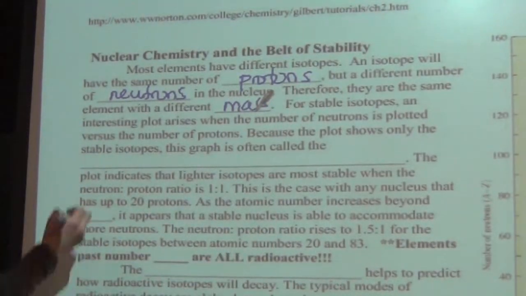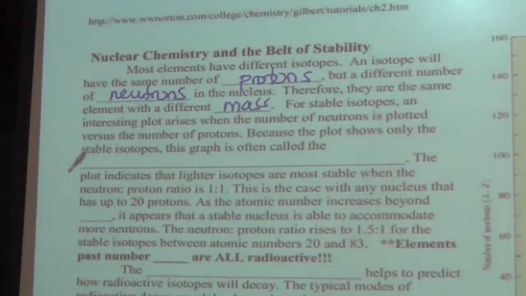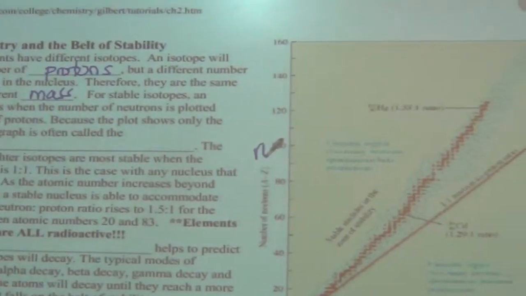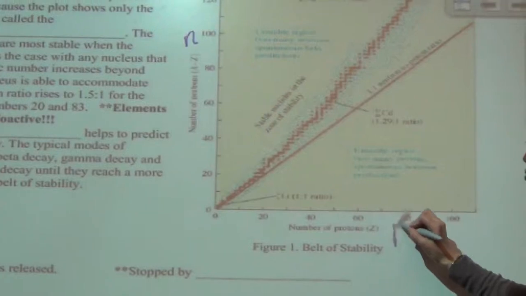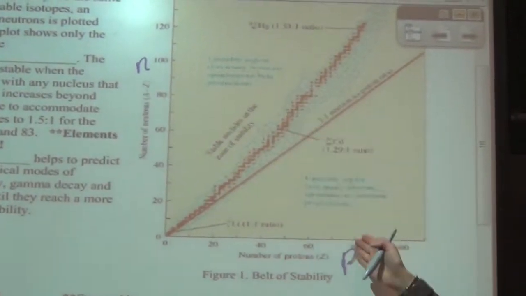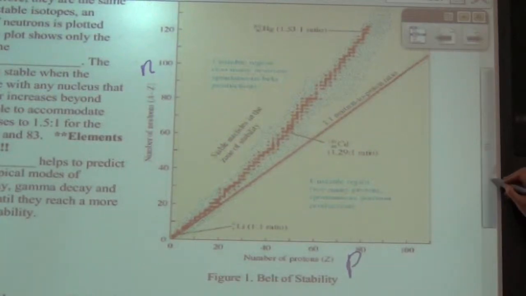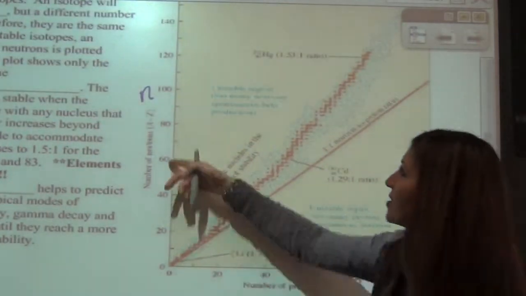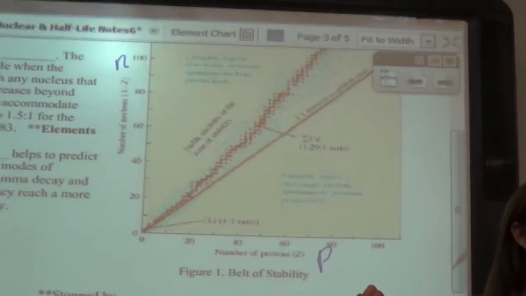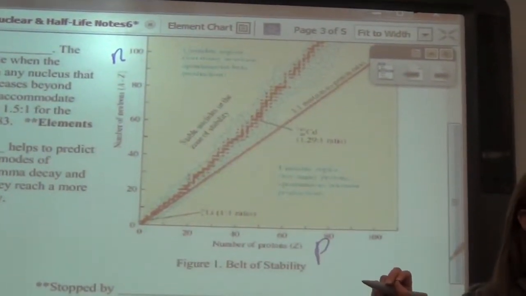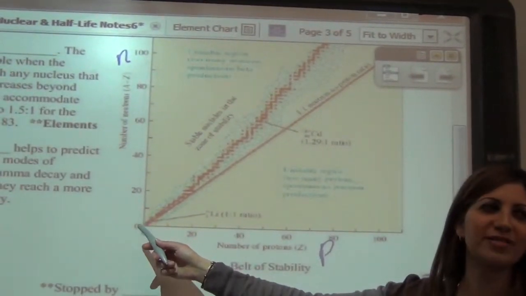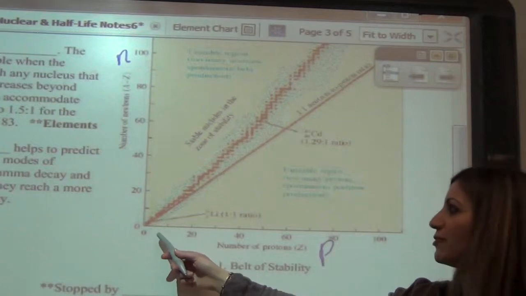Okay. For stable isotopes, an interesting plot arises when the number of neutrons is plotted versus the number of protons. This is neutron versus proton, okay? So you always say Y versus X. Neutron versus proton is what this is showing, not mass. So this number up here is not the mass. If this is representing the number of protons, then that's also called the atomic number. So in other words, we don't have an atomic number 0. Where does this start? 1, with hydrogen, right?